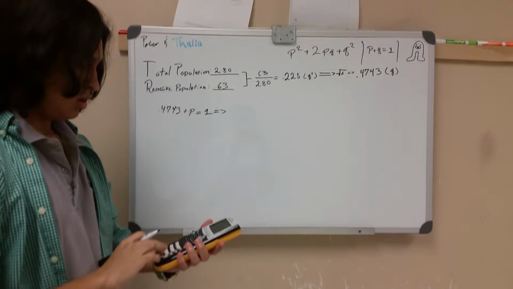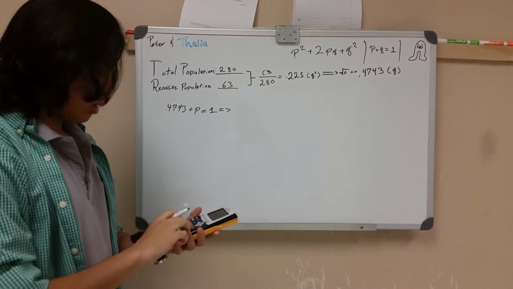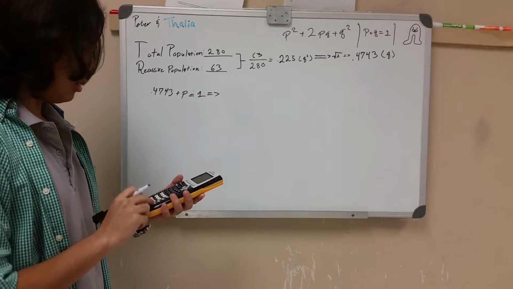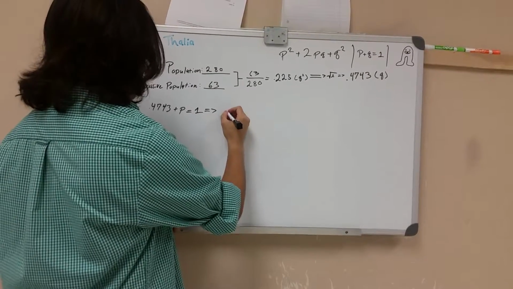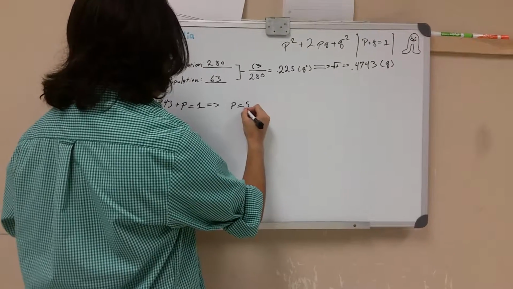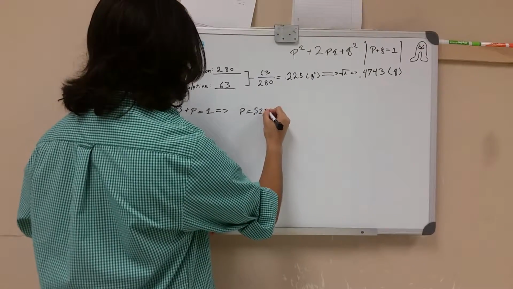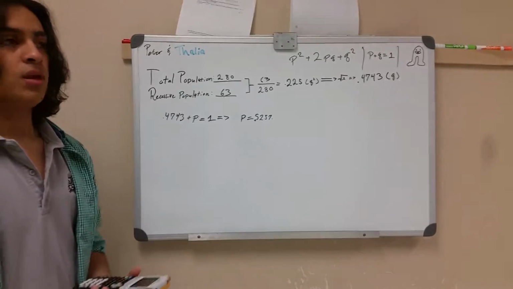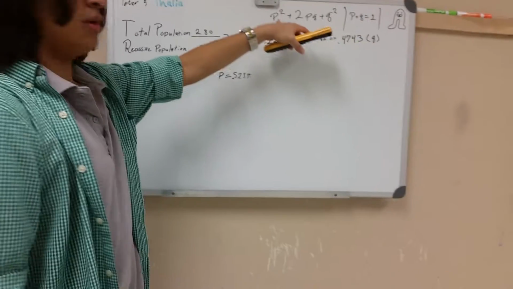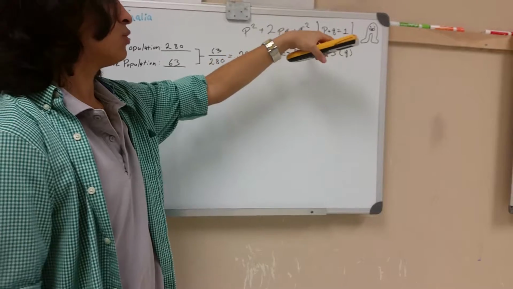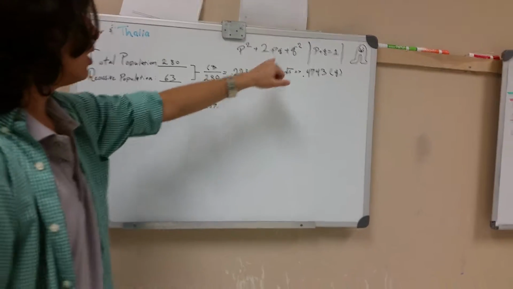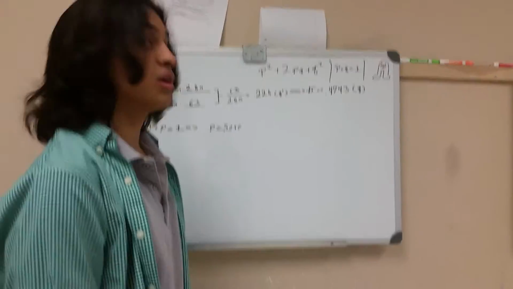And then it's very simple. Just do a little bit of algebra. In this case, it's going to be 1 minus 0.4743, which is going to equal 0.5257. All right. So now we have our p. Now we have our q. Now we can start working with p squared plus 2pq plus q squared. As a small reminder, the p's in this equation represent the dominant alleles, and the q's represent the recessive alleles.